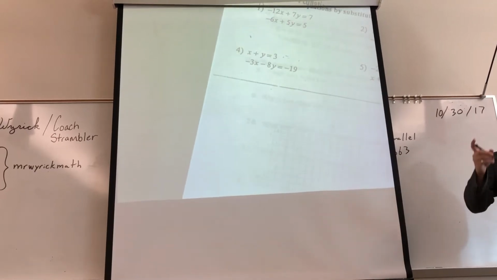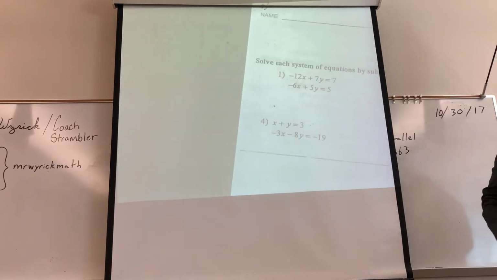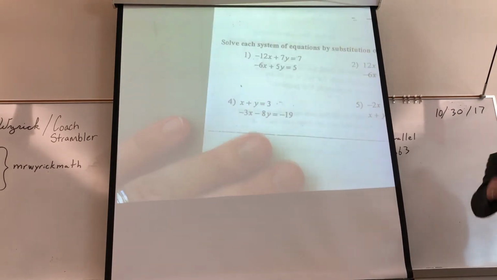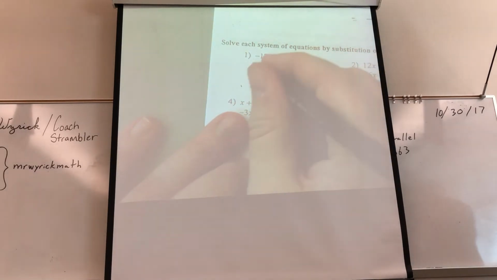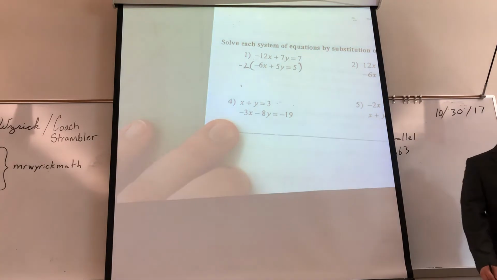All right, so here's a quick rundown of the test review and how this is going to go. On the top, it's talking about solve by substitution, elimination. Typically, elimination is going to be your best choice. On this one, if I multiply by a -2, then those 12s will cancel out.